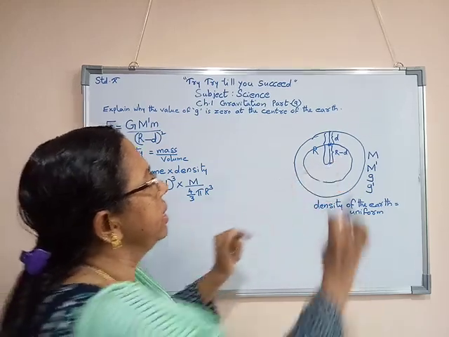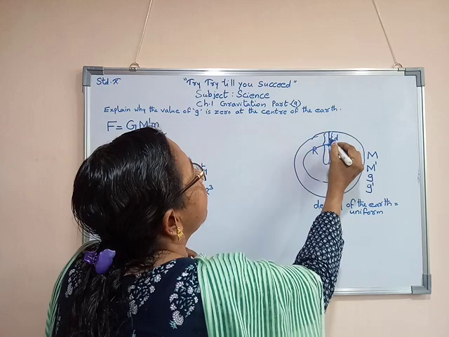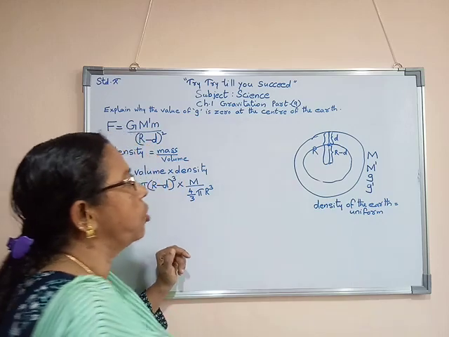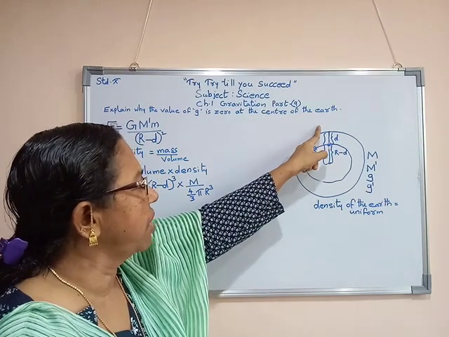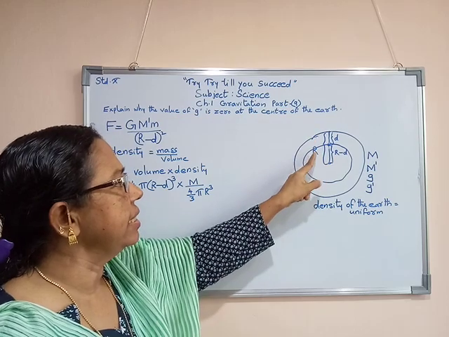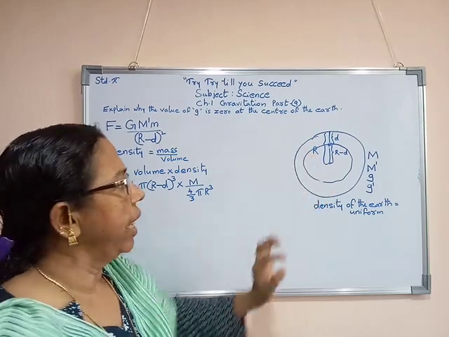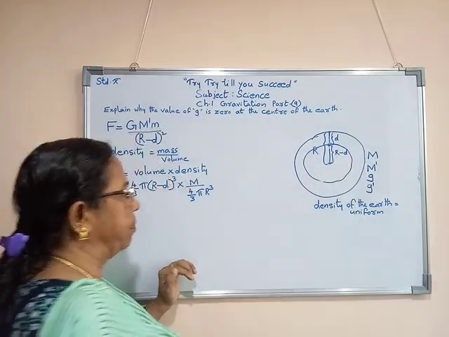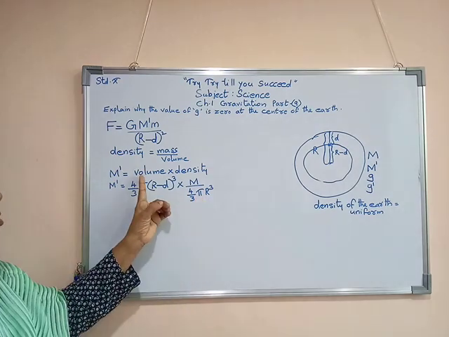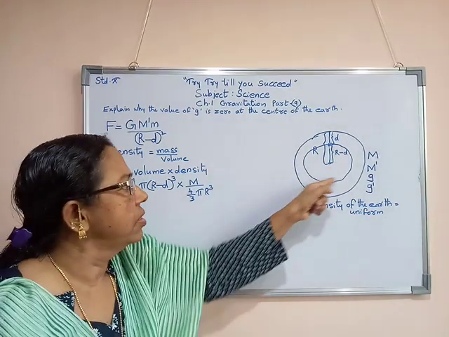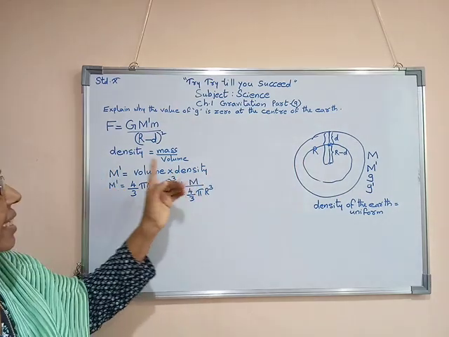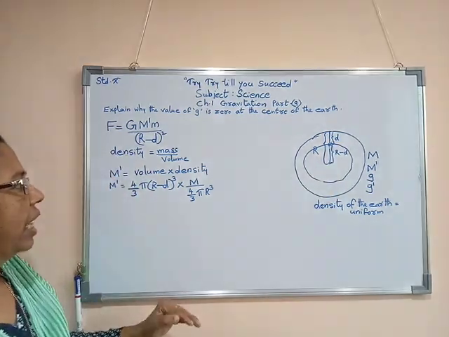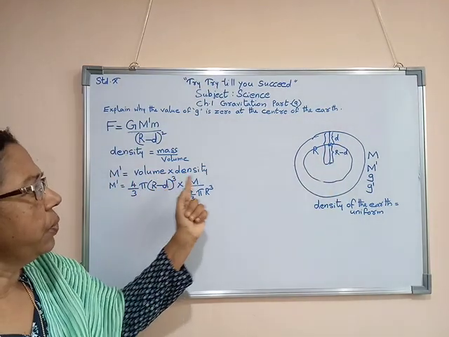How are we able to calculate that distance? This is the distance from the surface to this particular spot, the depth of the object. That we can write as small d. From the surface of the earth till the center, this is the radius of the earth. Now the distance of the object from the center is equal to r minus d. Now which one are we finding? The volume of this sphere into density. That means the mass of the object we have to find out. So we find it with the help of volume into density.